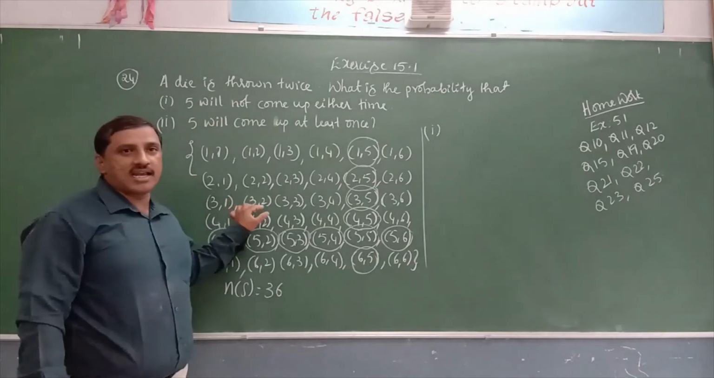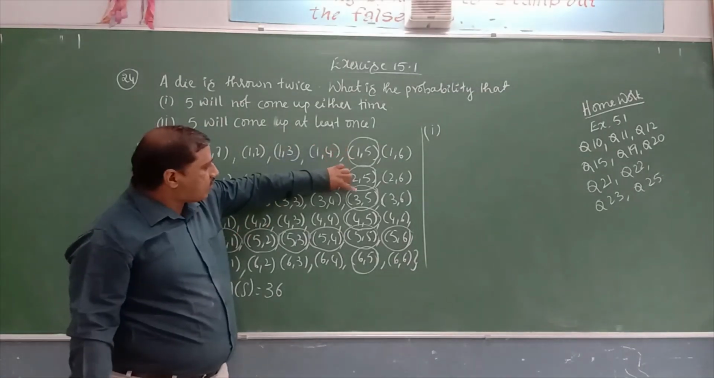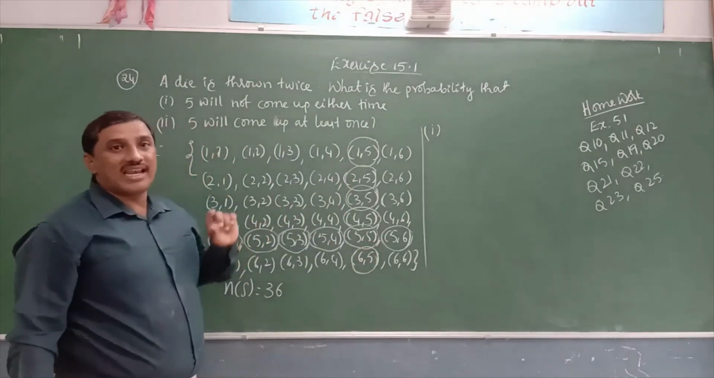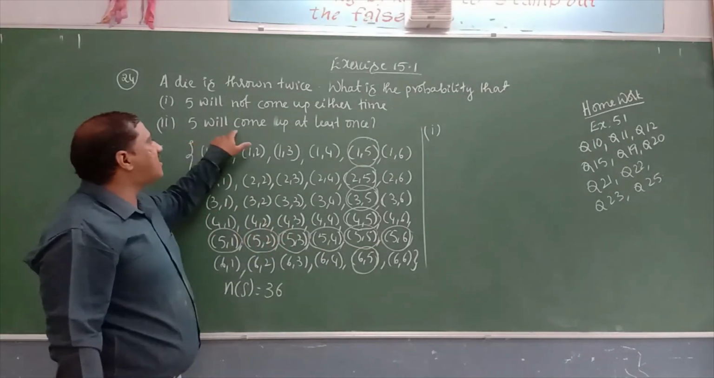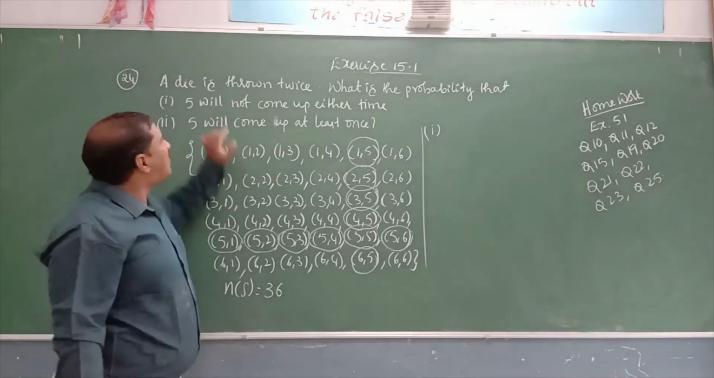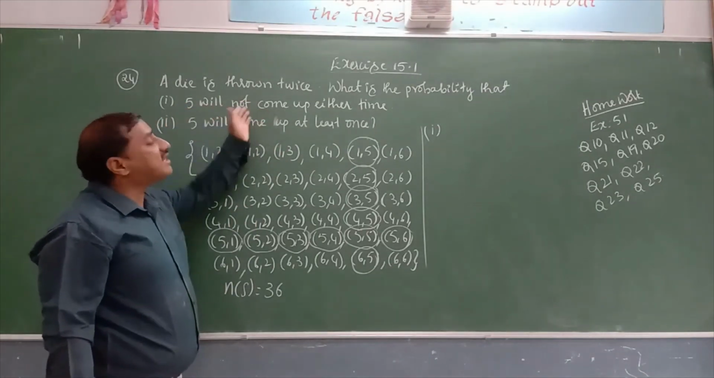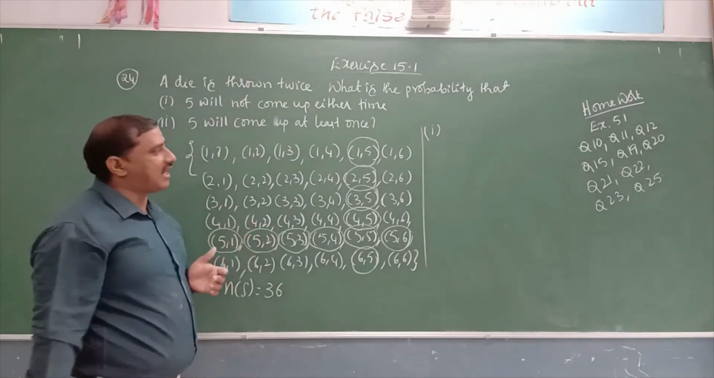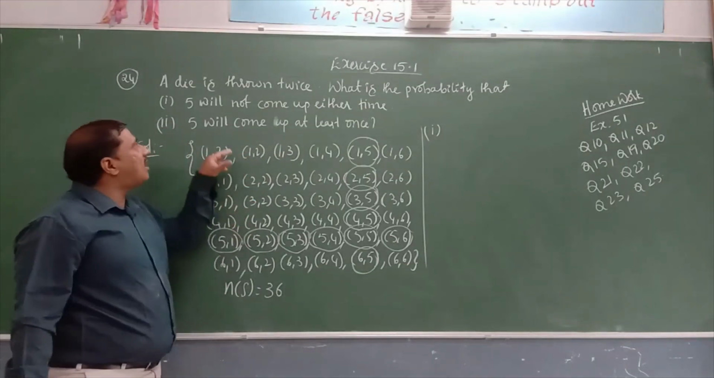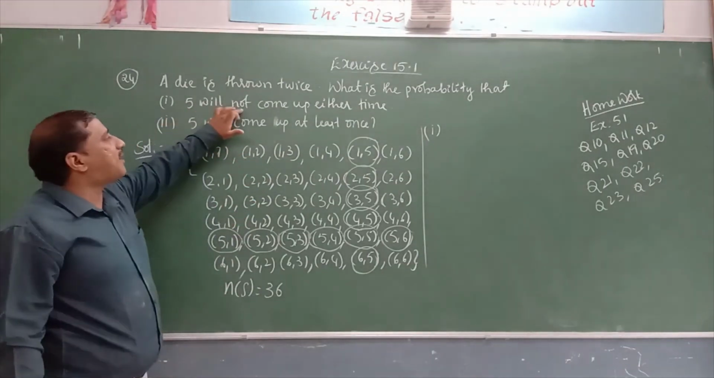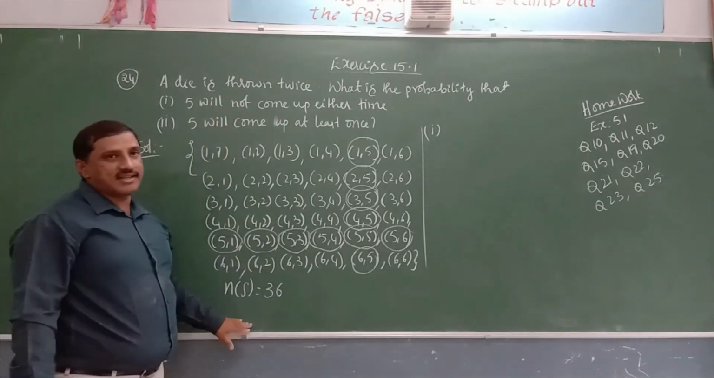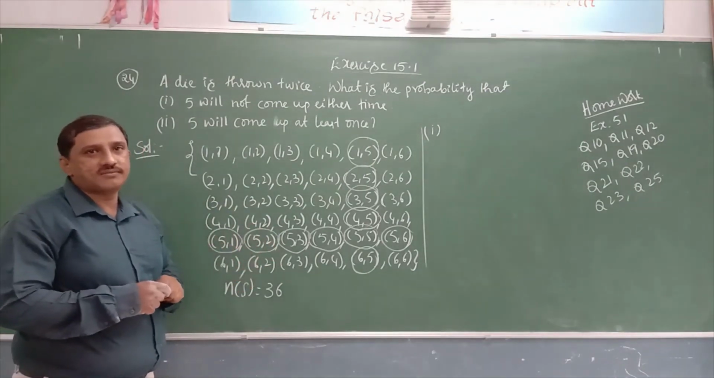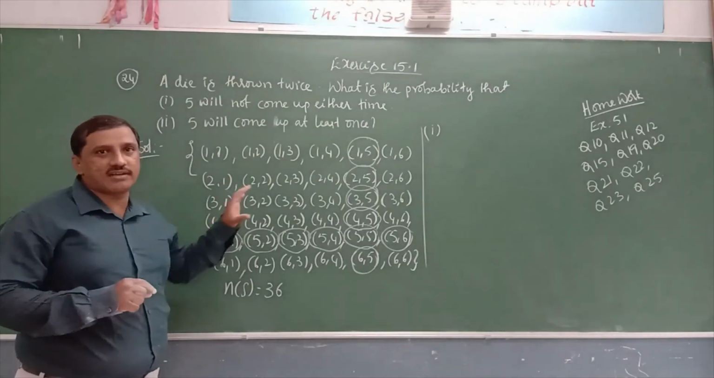How many outcomes contain 5? 1, 2, 3, 4, 5, 6, 7, 8, 9, 10, 11. So 11 outcomes have at least one 5. Our first part says 5 will not come up either time, meaning there is no 5 on either the first die or the second die. So the remaining outcomes will support the first part. Total 36 are there. Out of 36, 11 outcomes have a 5.